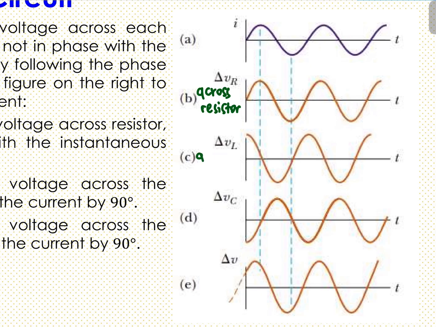This one is across inductor. And this one is across capacitor. Okay. So untuk across resistor ni, you can see that your current, the current dengan Vmax dia sama kan. So kita katakan dia in phase.